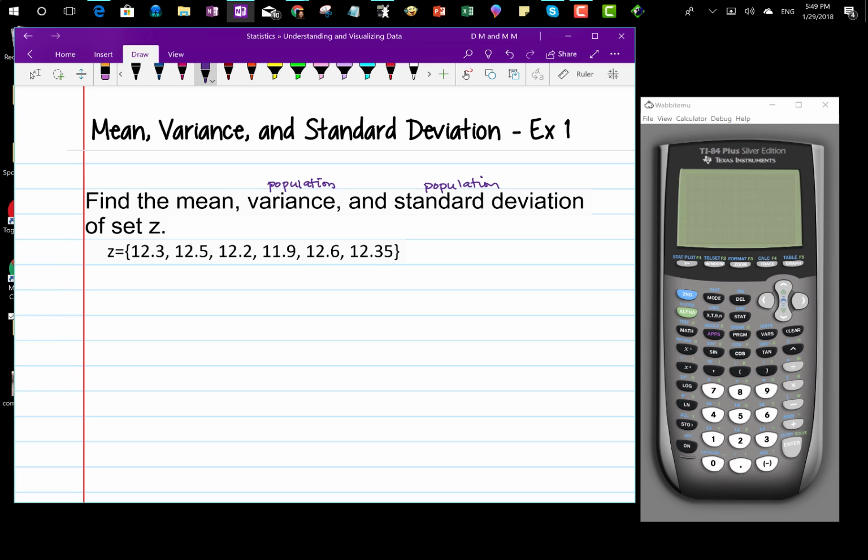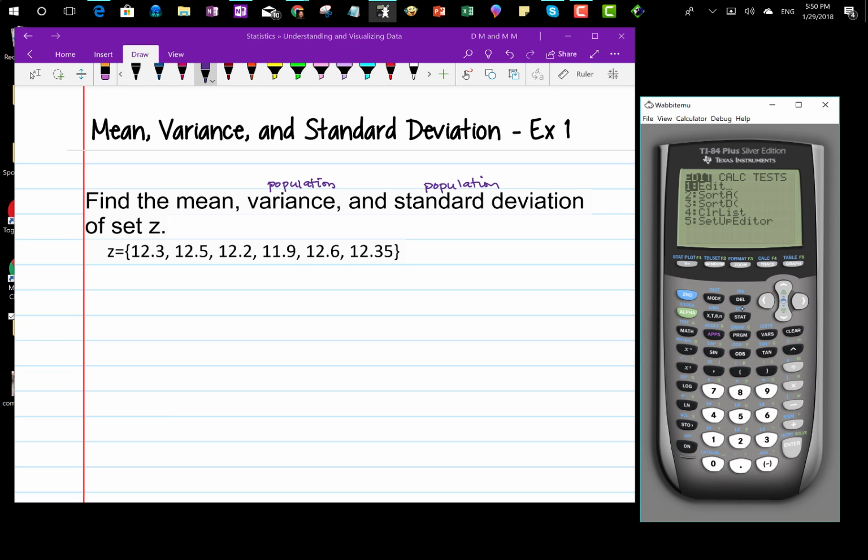If they had told us that this was some sample from a larger set, then it would be sample variance and sample standard deviation. So what I want you to do is pause the video and enter these data values into L1. Once you're done, press play to resume.